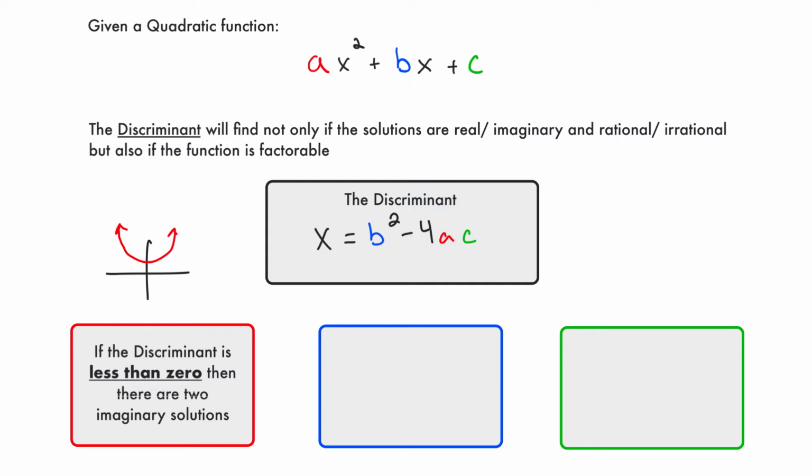So if you find the discriminant and it's negative, you're actually getting a parabola that doesn't hit the x-axis, because there are no real solutions. There's two imaginary solutions.